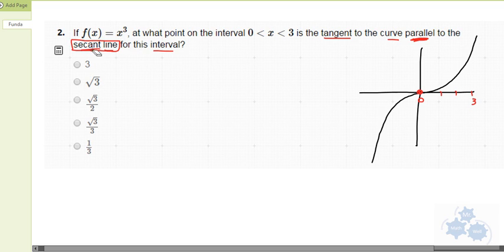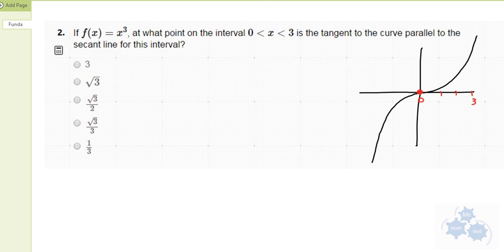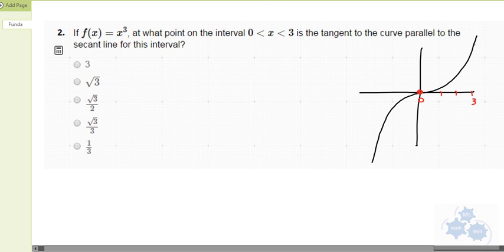So parallel to the secant line to this interval. Just get used to this wording. You might see this wording on the AP exam. So if we're sketching this out, we're basically looking for a tangent line that has the same slope, right? So somewhere around here is what our guess is going to be. But how do we find that out for sure? Well, the same process holds, just like we did in example 1.